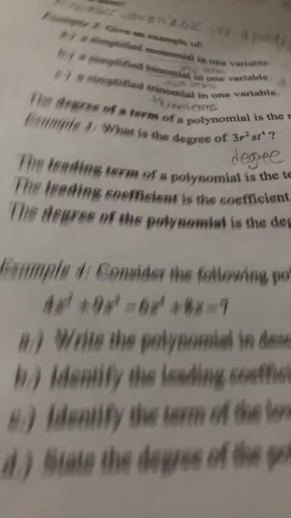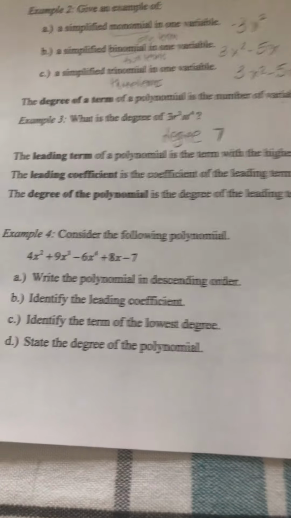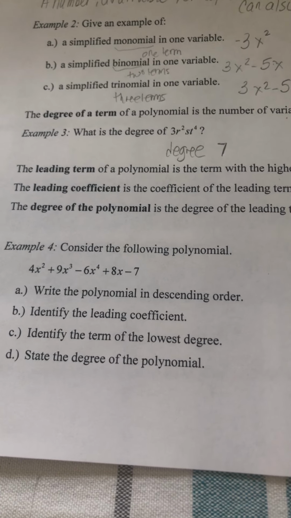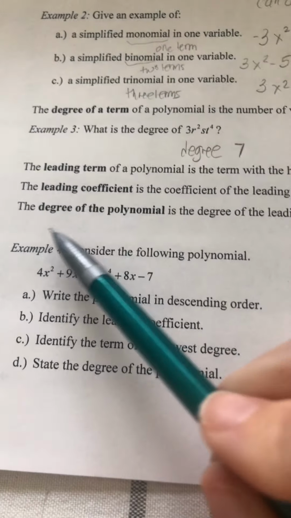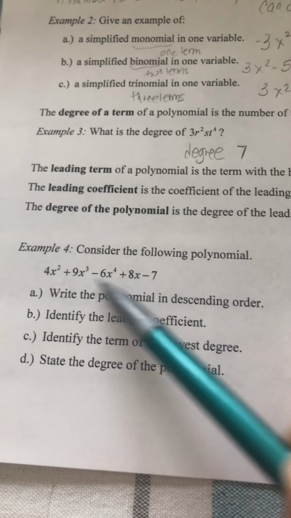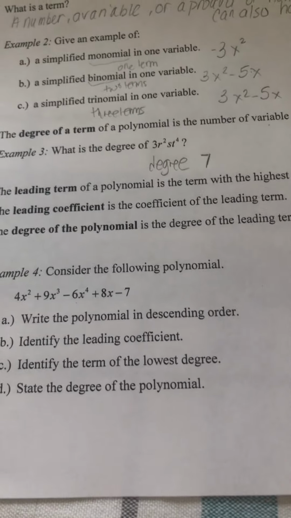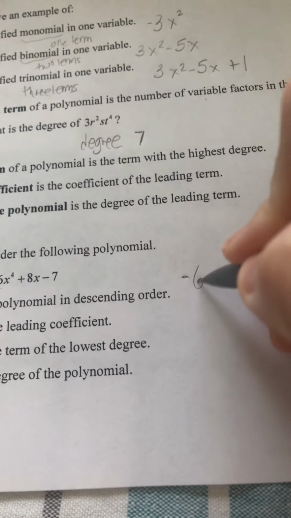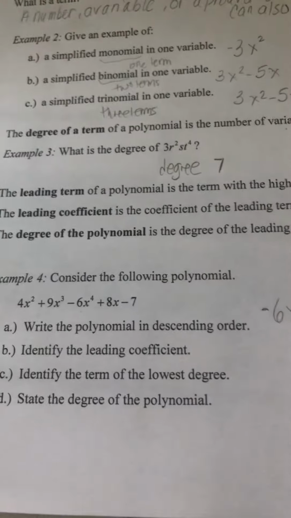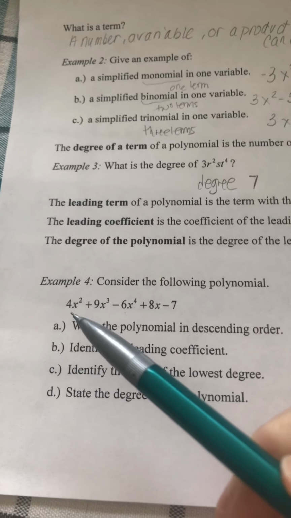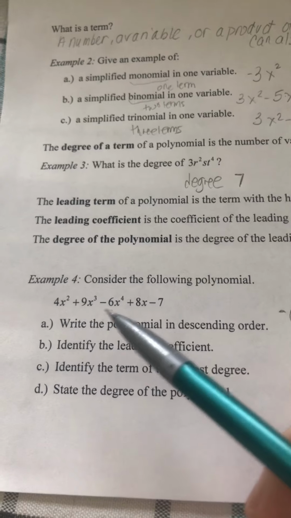So when we're looking at polynomials, a lot of times people will write them in what's called descending order. And descending order is the highest exponent to the lowest exponent. So if I'm going to write it in descending order, it's the highest exponent term first. So you would have negative 6x to the 4th. That would be your first term in descending order. Then you would have the one with the x cubed by it, so 9x cubed. Then you would have the one with the x squared in it, so 4x squared, and then positive 8x minus 7.